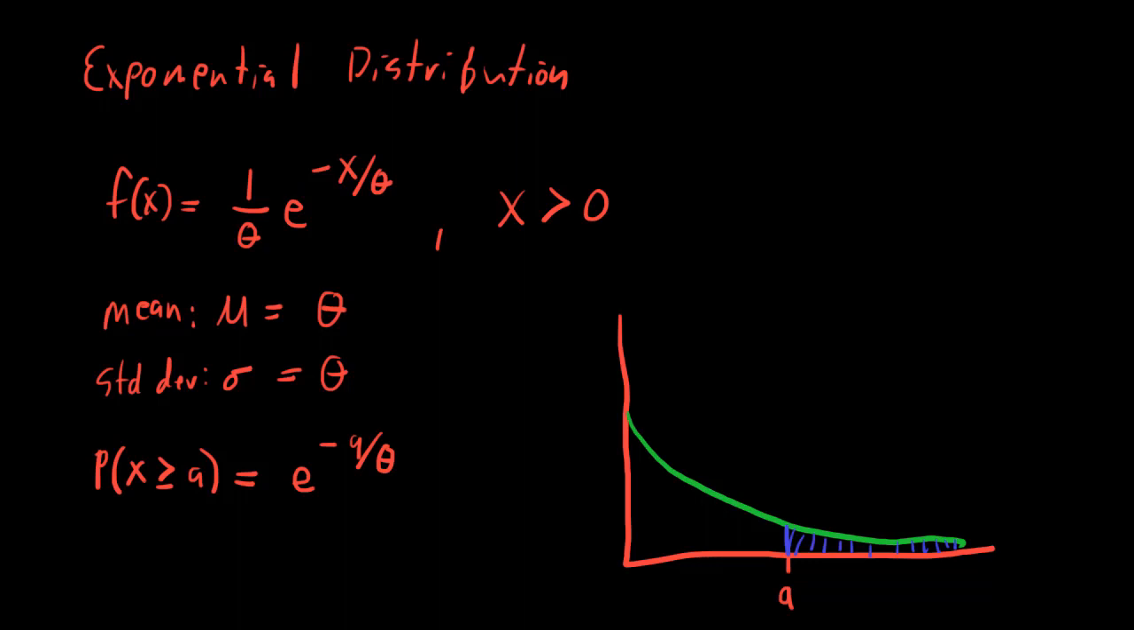So just to give a graphical representation over here on the right, if we have our exponential distribution, which looks something like this green line here on this curve, if we're trying to find the probability that x is greater than a, where we have a marked down here, we just need to find e to the negative a divided by theta, and that gives us this blue shaded region over here. So just that probability that x is greater than that a value.